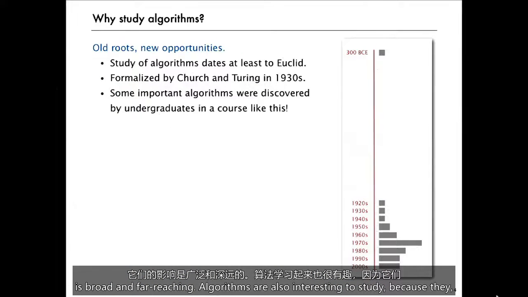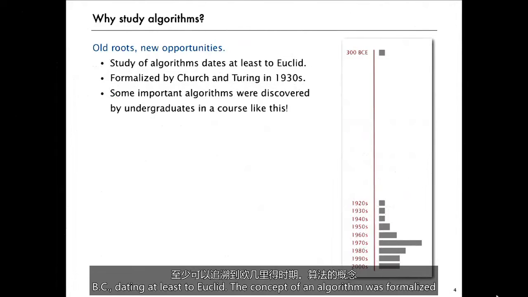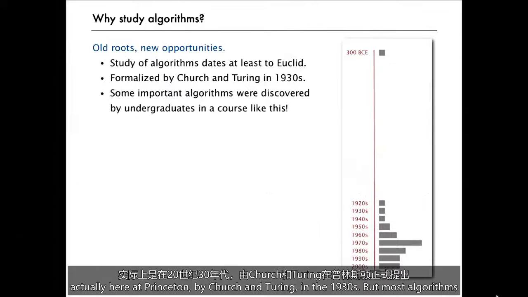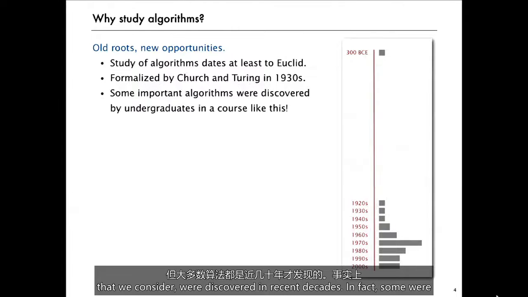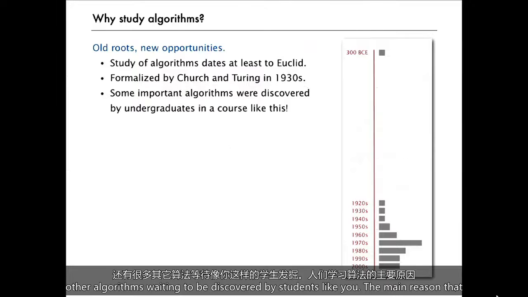Algorithms are also interesting to study because they have ancient roots. The first algorithm we study goes back to 300 BC, dating at least to Euclid. The concept of an algorithm was formalized actually here at Princeton by Church and Turing in the 1930s. But most algorithms that we consider were discovered in recent decades. In fact, some were discovered by undergraduates in a course like this. And there's plenty of other algorithms waiting to be discovered by students like you.